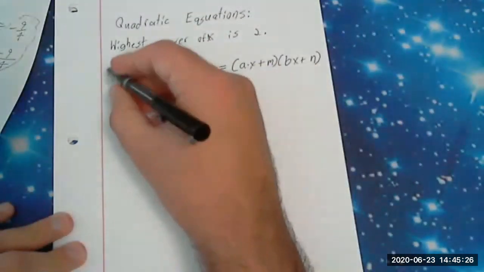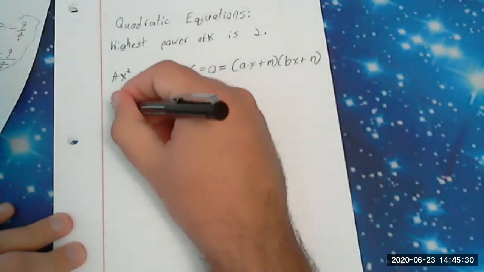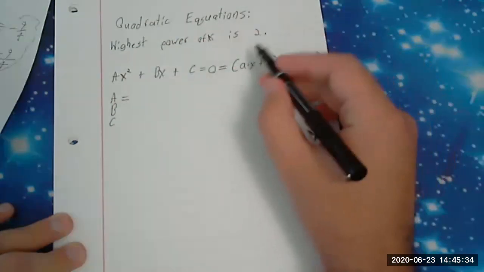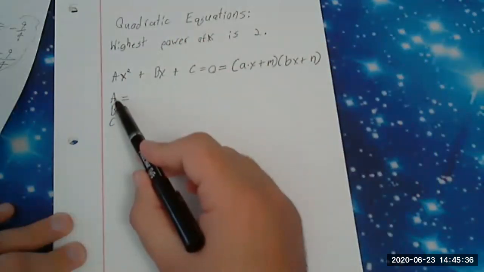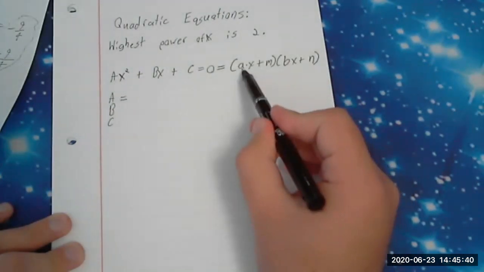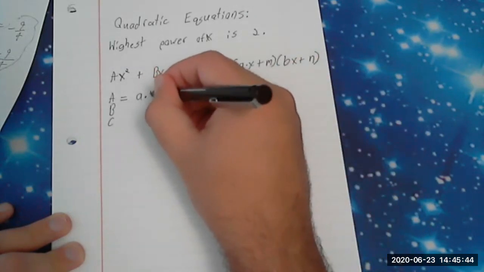So the way we do that is we look at, again, what we talked about last time with factoring. So the things that multiply together to give you capital A over here are little a and little b.